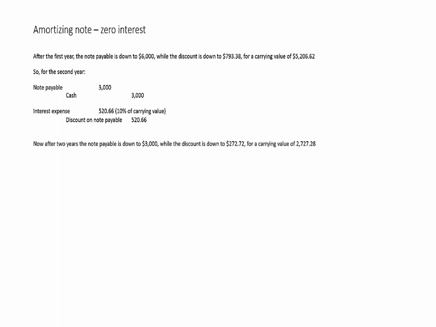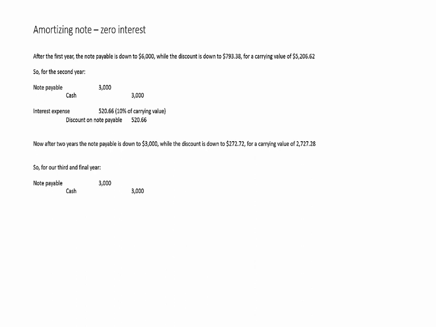After the first year, the note payable is down to $6,000, while the discount is down to $793.38 for a carrying value of $5,206.62. So for the second year, we make our second $3,000 payment, paying down the note payable, and record another year of amortization. Again, 10% of the new carrying value, $520.66. So now after 2 years, the note payable is down to $3,000.